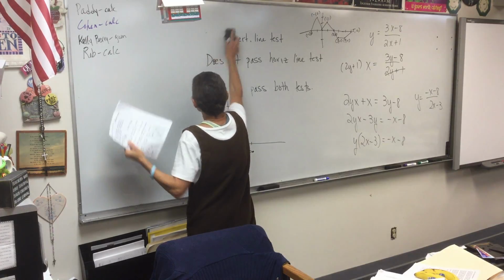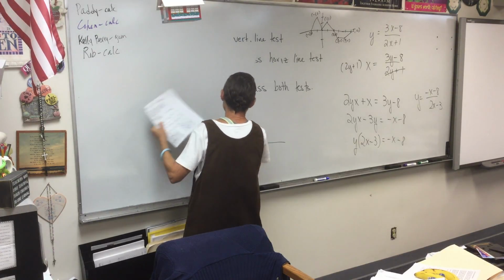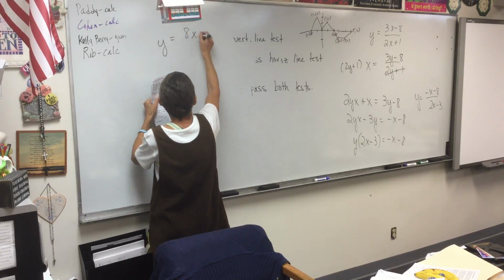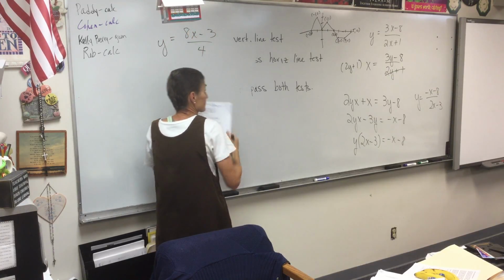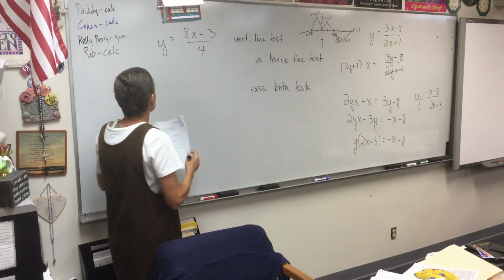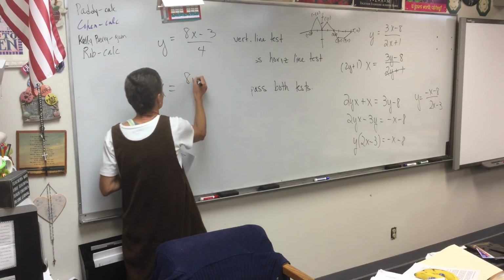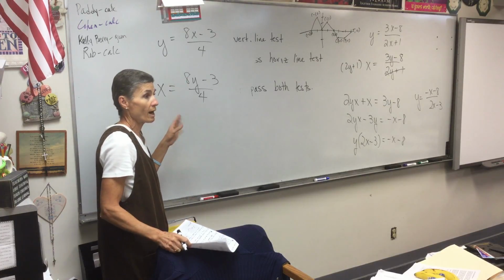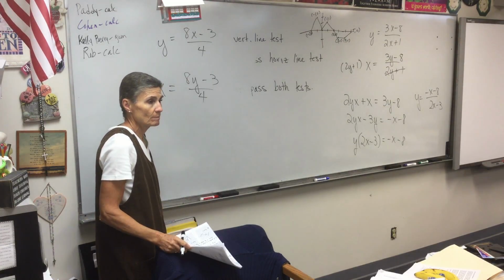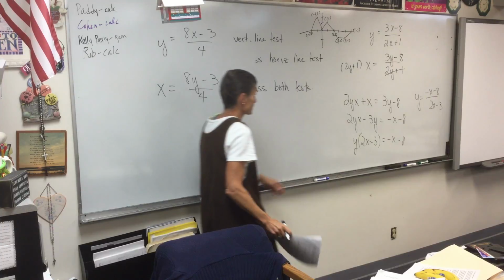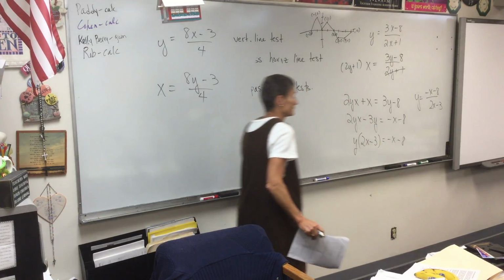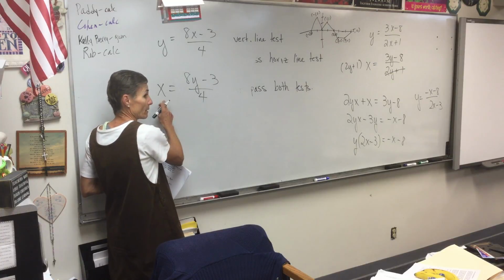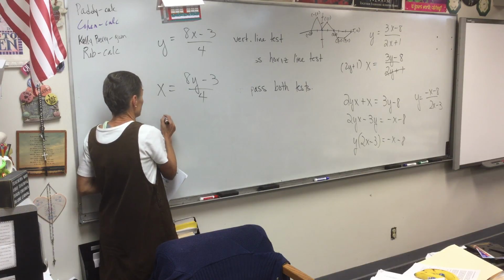Now B is the same exact thing, only much, much easier. B is an easy one, and it's easy because there's only one y. When I switch my variables, there's only one y, so I just need to get it by itself. See, the problem here was there were two y's. Here, there's only one. So to get y by itself, I'll start by multiplying by 4.